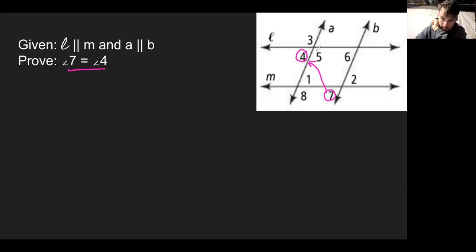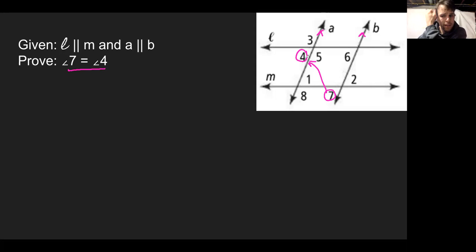Can't do that because they are on parallel lines. They are on lines A and B, which are parallel, but they do not have a common transversal. If I think about A and B as my parallel lines, the line M is the transversal that creates 7, but the line L is the transversal that creates 4.